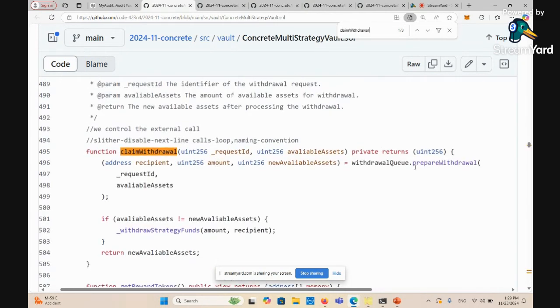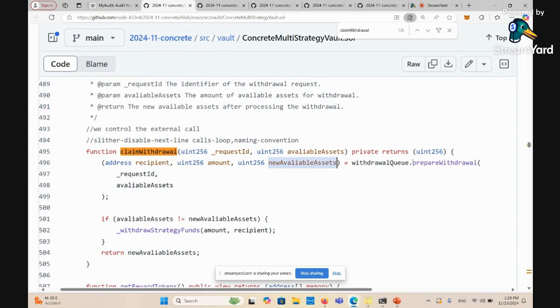So it's actually going to call the prepare withdraw function with the input of request ID, which means which request you're going to claim, and then available assets, which means how much assets are still available now. Initially, it's all the assets from the vault and the strategies calculated all of them up. But now each claim is going to deduct from this. So supposedly you are going to have less available assets after the call.